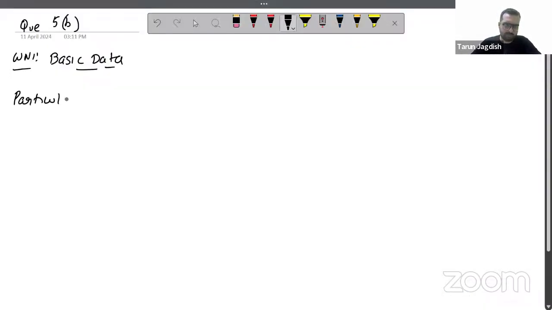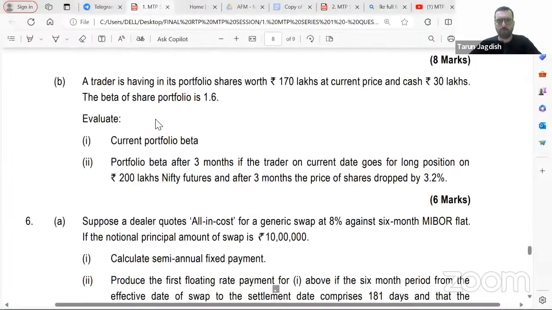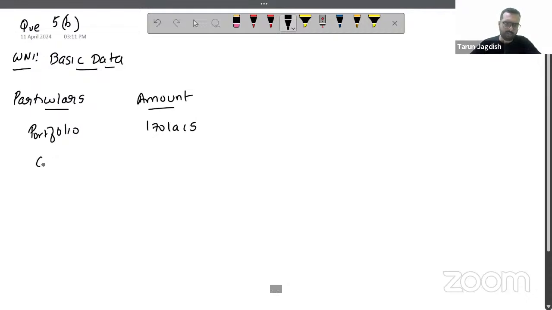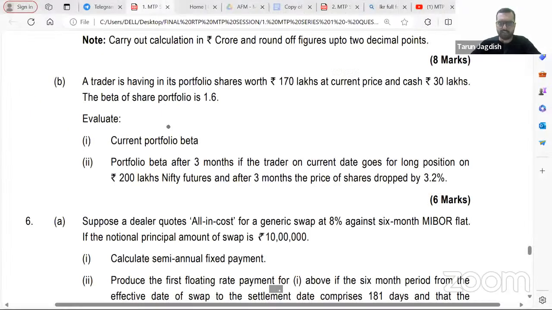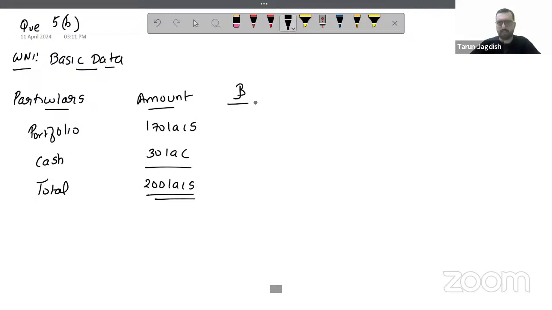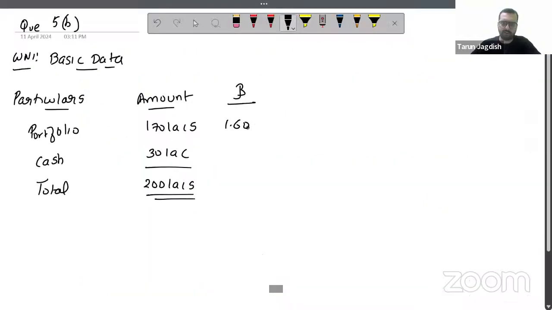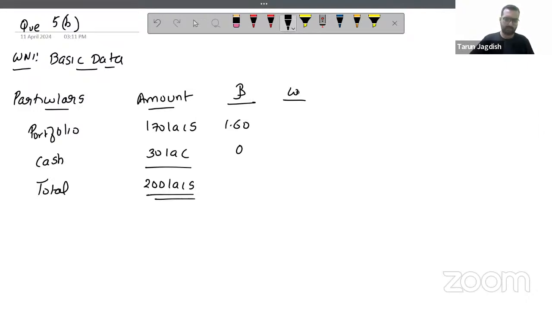So particulars, amount. Tell me, friends, what is the amount of portfolio? 170 lakhs. What is the amount of cash? 30 lakhs. So what is the total that you have over here? 200. They have given you the beta also. The beta for the portfolio is 1.60. Cash is going to be 0. So the weights will turn out to be 170 by 200. You get 85% weight over here, and then here it will be 15%.